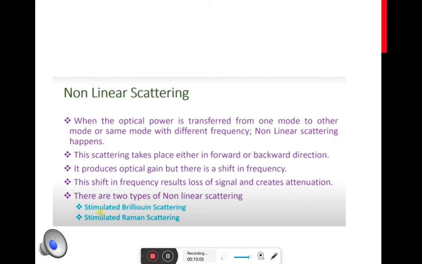In nonlinear scattering, the scattering can take place in either direction, that is, forward or backward. It produces an optical gain, but there is always a shift in frequency. We have a signal of a particular frequency, and when it is coupled to another mode, the signal changes to another frequency. As a result, there is a change in frequency, so in turn the signal is lost and there is attenuation. We have two types of nonlinear scattering: one is stimulated Brillouin scattering, the other is stimulated Raman scattering.